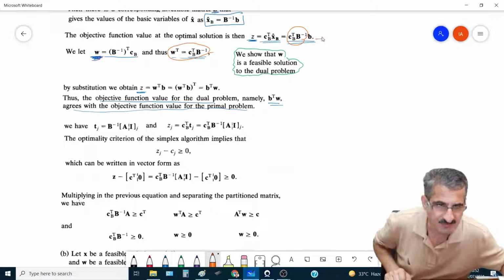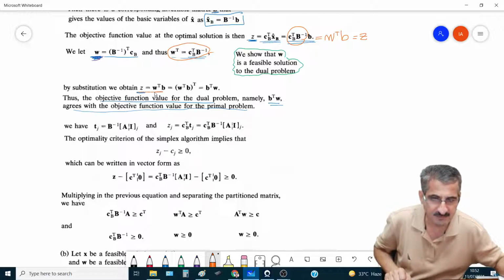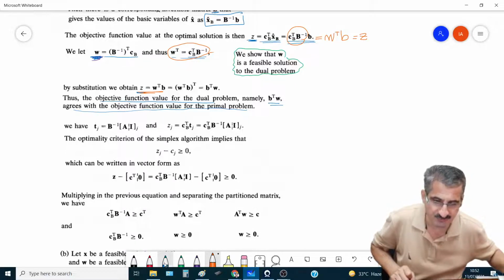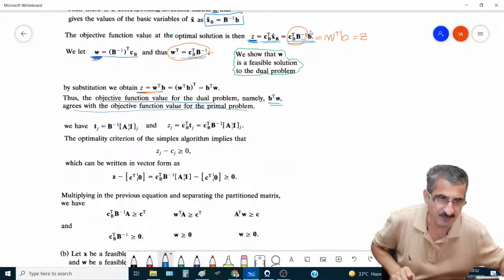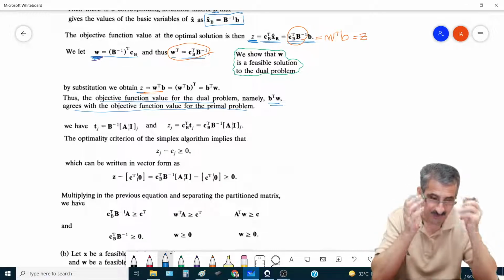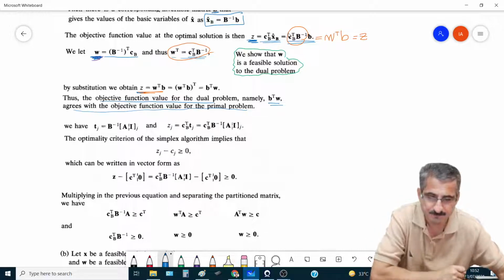So this is the same as W transpose B. Okay, good. What is W transpose B? It is the objective value of the dual problem, and this here is the objective value of the primal problem. And they are equal. Good. So we proved that part. The objective function has the same value.